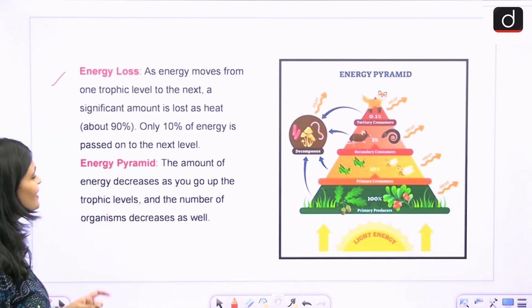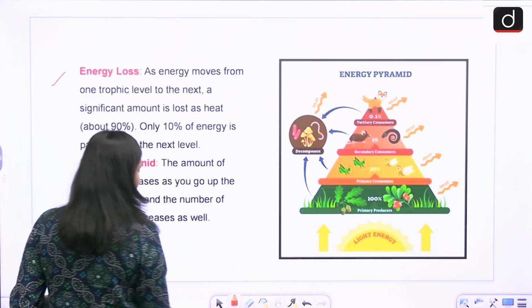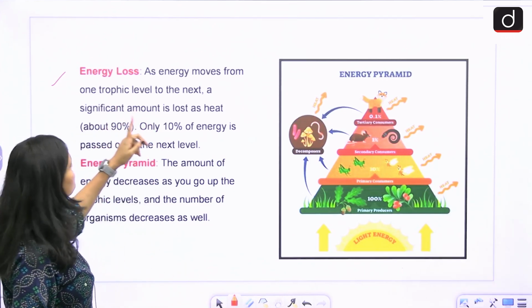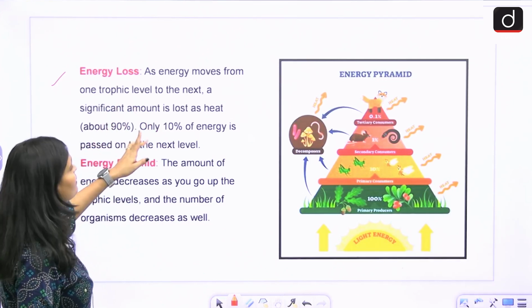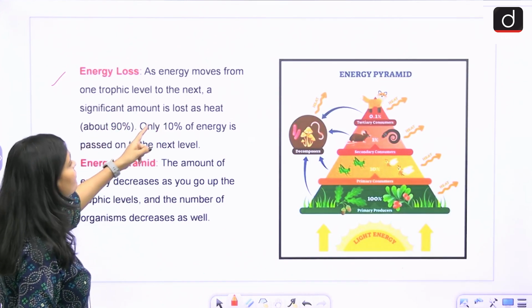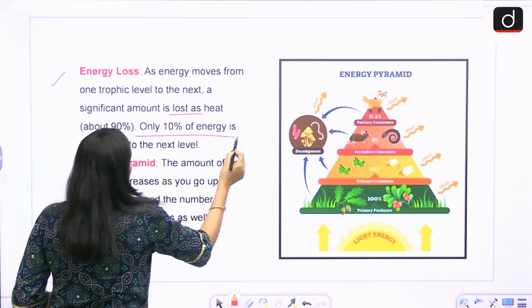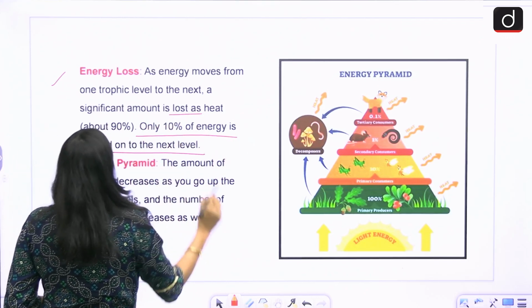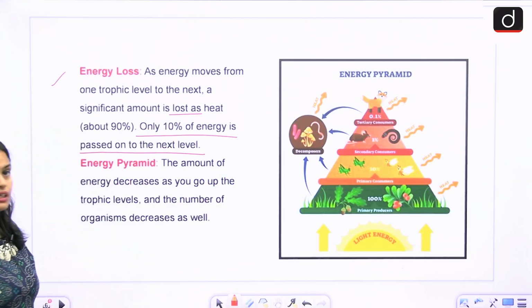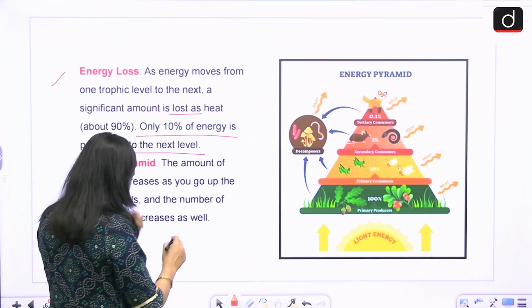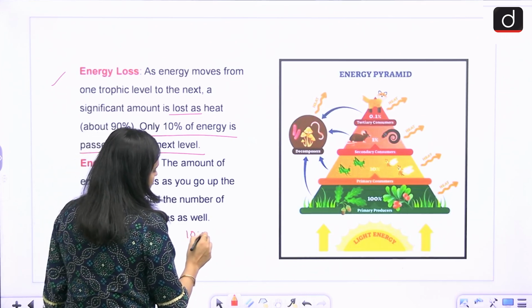Okay. So, what does it mean, guys? Energy loss is what? As energy moves from one trophic level to the next, a significant amount is lost as heat. Only 10% of energy is passed to the next level, and this is what we call 10% energy loss.